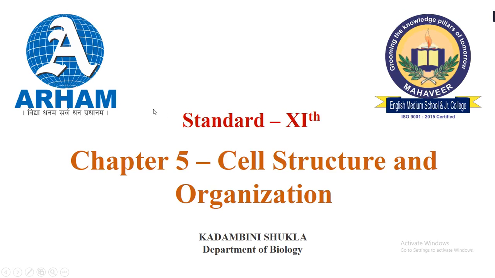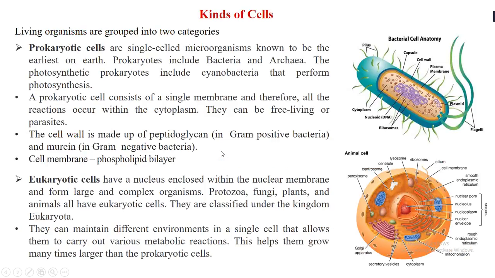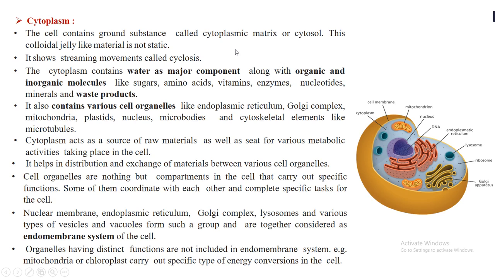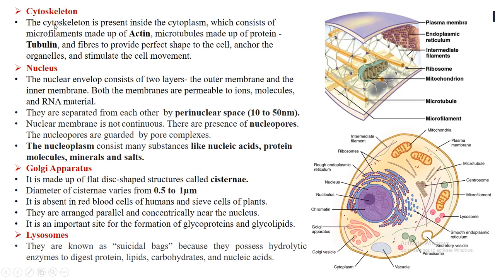Hello students, we are on the last part of this fifth chapter, cell structure and organization. So far in this chapter we have studied most of the cell organelles. We studied the cell wall, the cell membrane, where we studied the fluid mosaic model given by Singer and Nicholson. Then the cytoplasm, cytoskeleton, nucleus, Golgi apparatus and lysosomes.